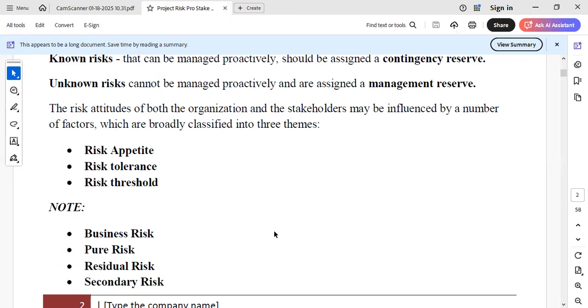The secondary risks are different. Secondary risks are those risks that occur when we implement a risk response strategy. By trying to ensure that we respond to the identified risk, we end up creating more risk, and these are the secondary risks.